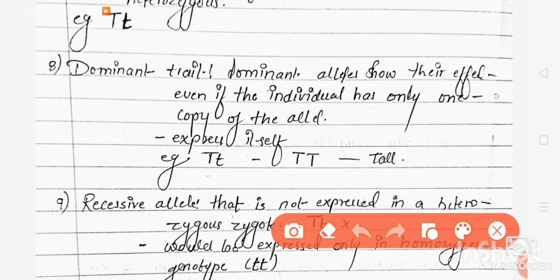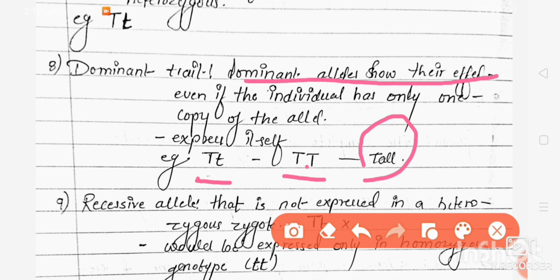Now we will be seeing the dominant trait. As for dominant trait, we can understand that it is the allele which expresses itself. So suppose I consider capital T, the height of the plant will be tall because it is expressing itself. And if I consider capital T and small t, even though it is a heterozygous condition, here capital T expresses itself, therefore the plant height would be tall again. So the definition says a dominant allele shows its effect even if the individual has only one copy of the allele. That means even if it has only one allele, it still shows its effect, it expresses itself. That is dominant trait.